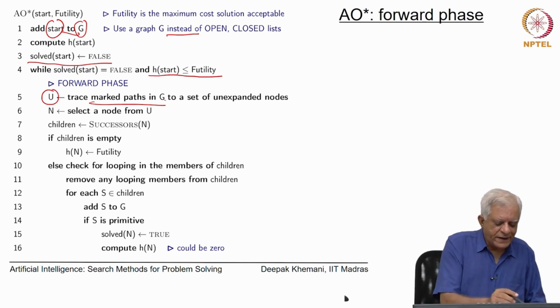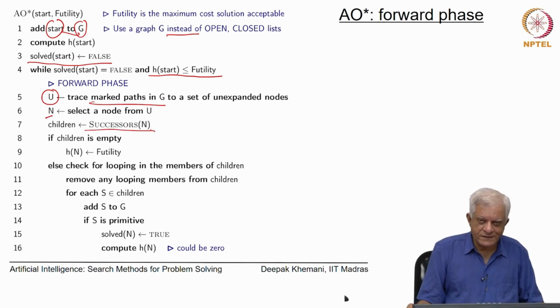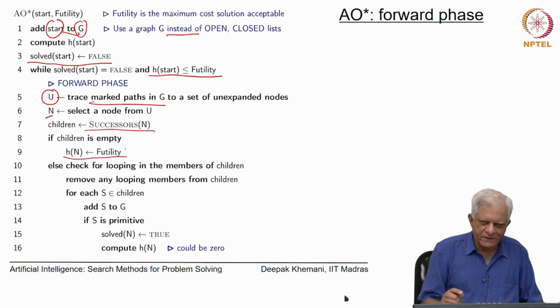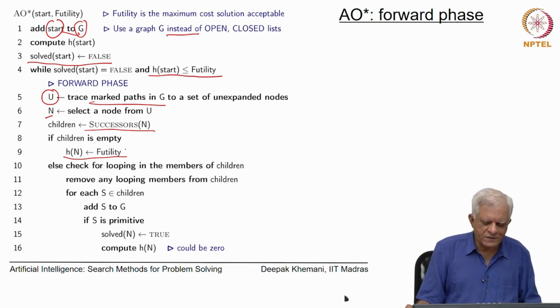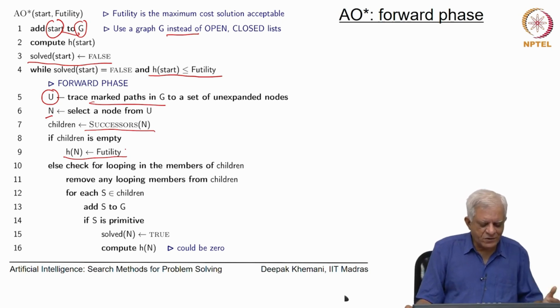So, you have picked this node n from the set, and as before we generate successors of n by whatever mechanism we have. If it has no successors, then we simply say that it cannot be solved, and we assign the futility value to n. Futility is a very large number beyond which we are not willing to go. So, if it has children, then we check for looping essentially.